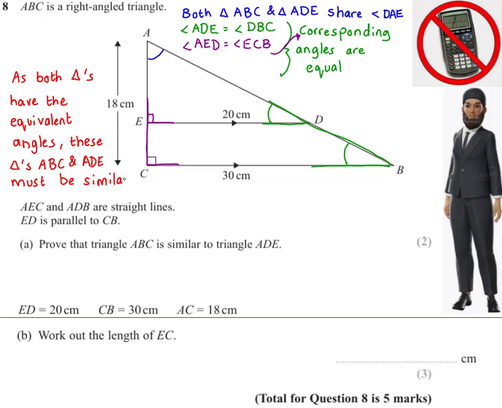Okay, so the next part over here, let's have a quick look at it down here. It goes on to say, ED is 20 centimeters, CB is 30 centimeters, AC is 18 centimeters. Work out the length of EC. So to work out the length of EC, it's just this little part over here. That's what we're looking for.